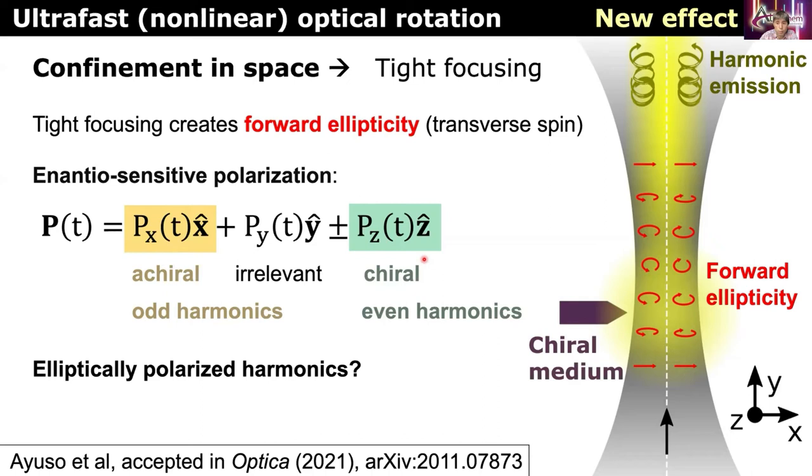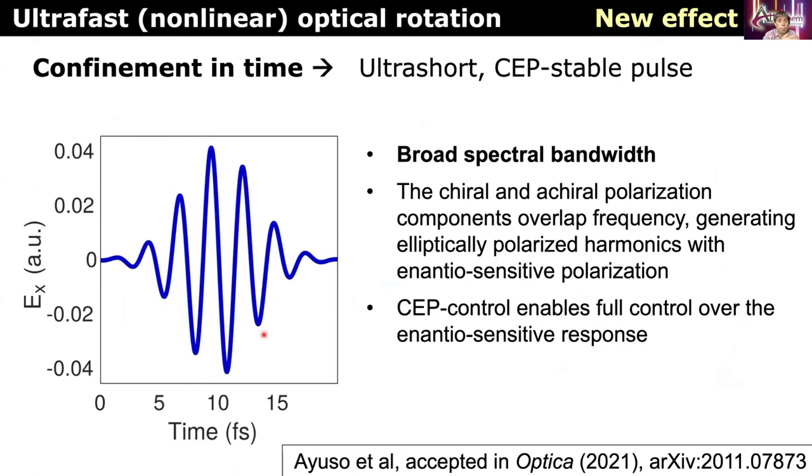Well, in general, unfortunately, no, because the chiral response appears at even harmonic frequencies, and the non-chiral response appears at all harmonic frequencies, so they don't spectrally overlap. Unless, of course, we use a short pulse. And this is what I meant before by confinement in time. So if we have a very short pulse with a broad spectral band within the frequency domain, then the chiral and the non-chiral components of the response overlap in frequency. And now the medium can create elliptically polarized harmonics. And the polarization of these harmonics can be strongly enantiosensitive.